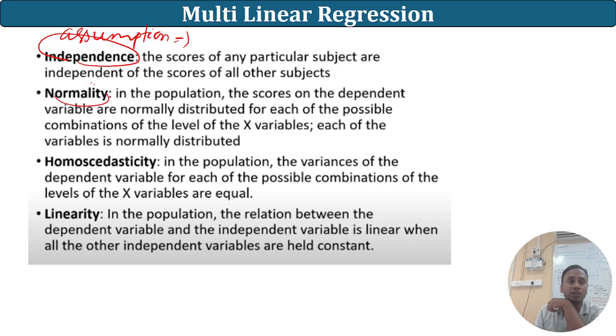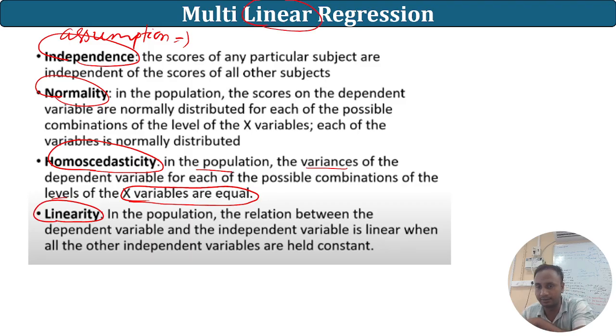Then we'll have the normality. We all know that when we have this fundamental, then homoscedasticity. It means in the population, the variance of the dependent variable for each possible combination of the predictor variables is equal. Then the linearity, because we are talking about the model of linear regression. So these four should hold.